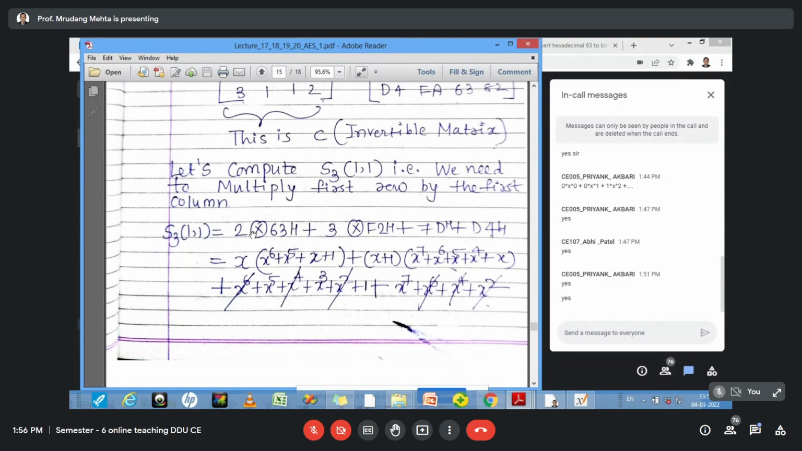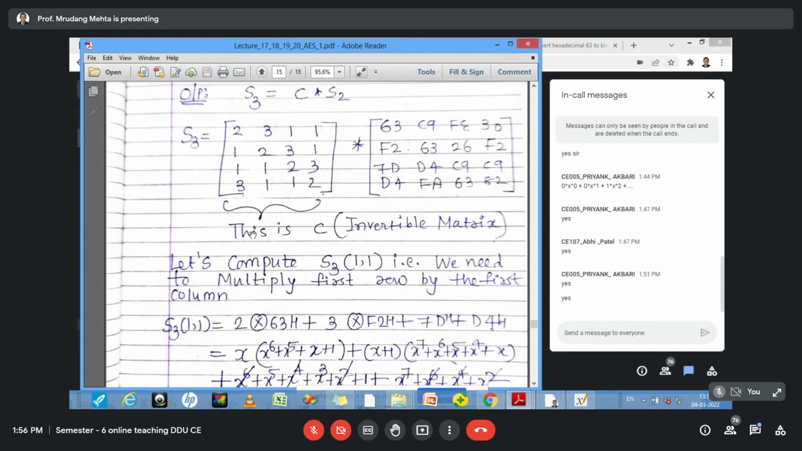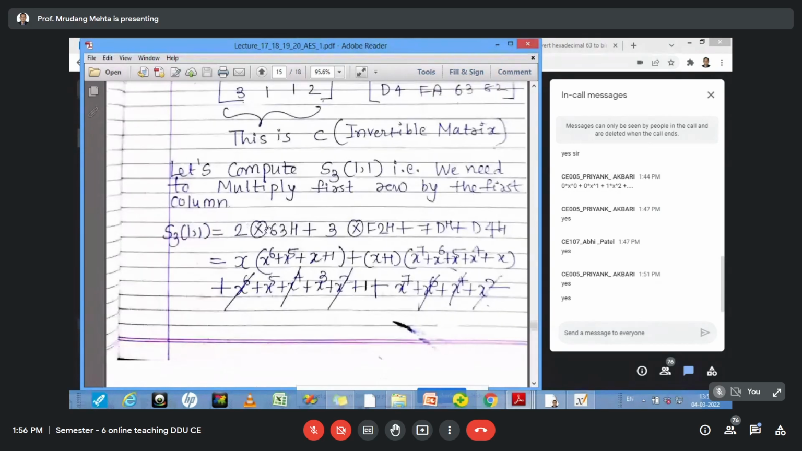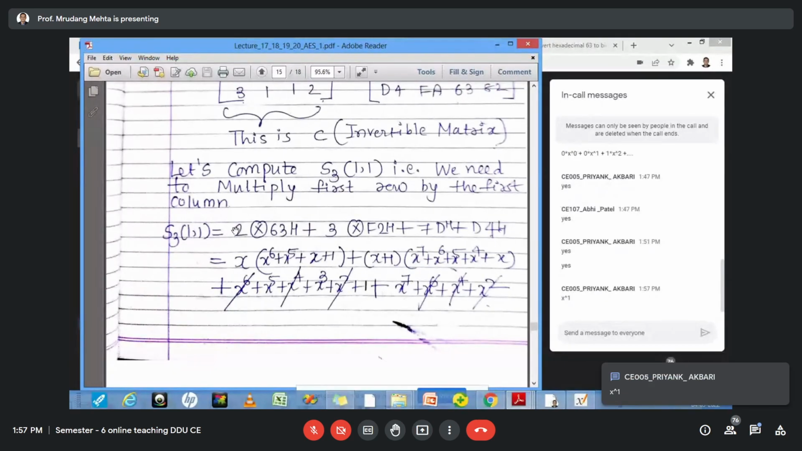So it is converted into hex, that is 0C, here we have 63 and 2. So 2 is 02, and 2 means multiplied by x raised to 0. Sorry, 02 means we have to convert this into binary.